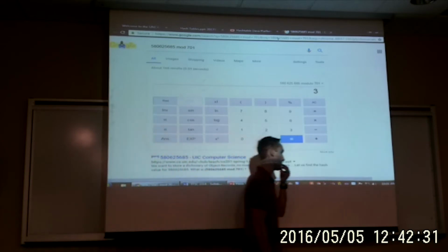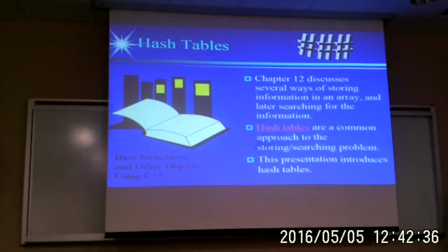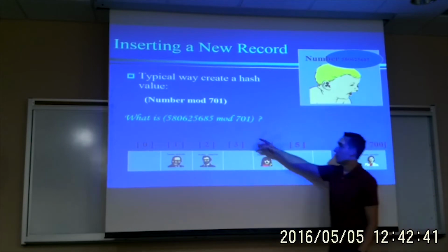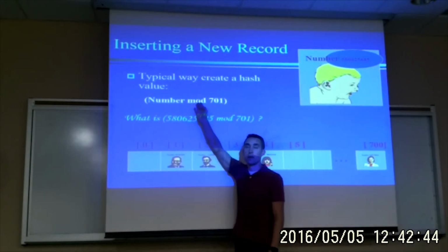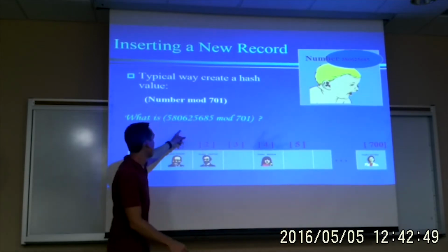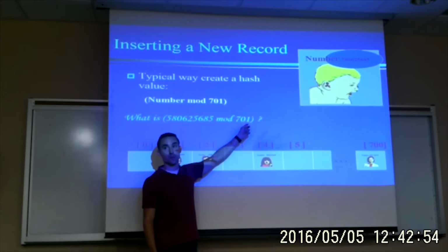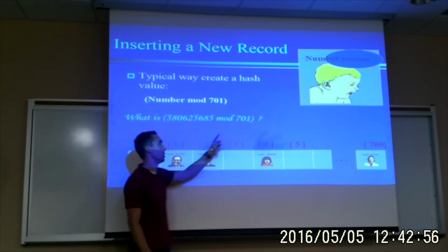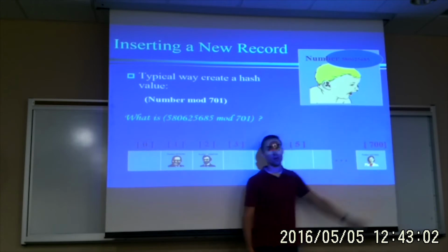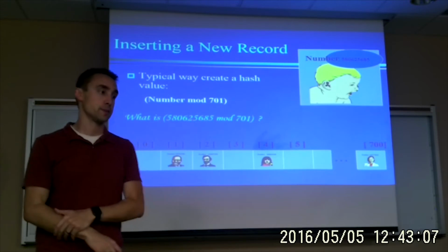So what we are doing when we divide by 701, looking at the remainder when we divide by 701, is effectively compressing this number into the range of 0 to 700. Which happens to correspond exactly to the index range of our array. Okay. Does this make sense? You guys seeing the connection here? Okay.